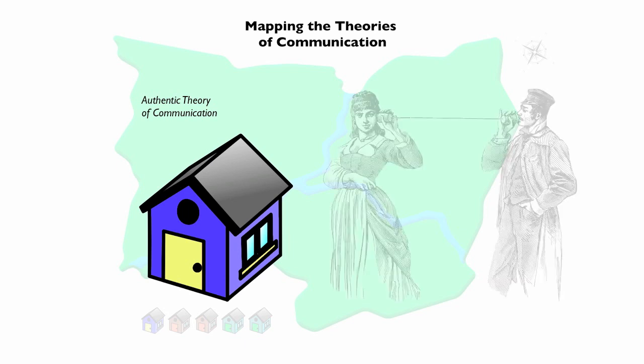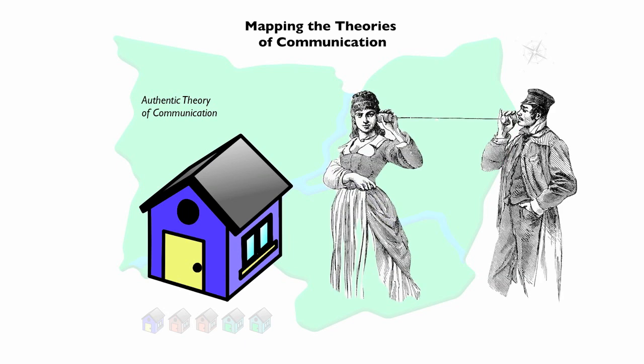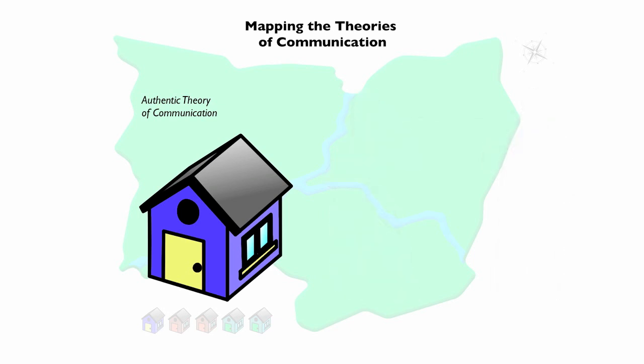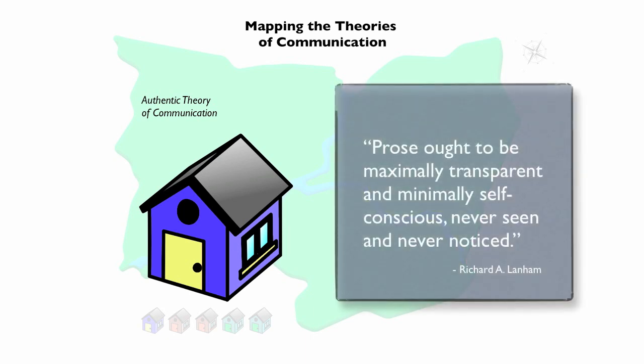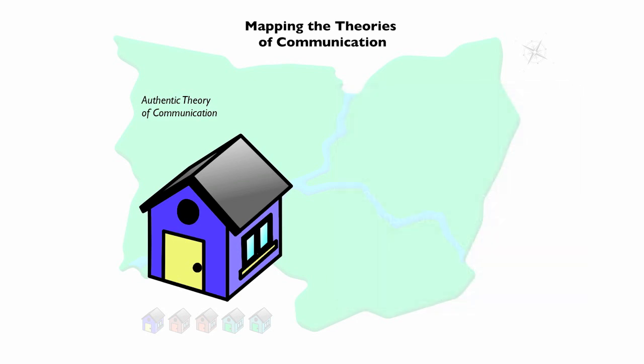According to this theory, good communication should not interfere with ideas in any way. Good communication should only transmit our ideas, free of distortion or manipulation. This theory leaves no doubt about what counts as good writing. Consider how Lanham characterizes this theory's approach towards prose. He says, "Prose ought to be maximally transparent and minimally self-conscious, never seen and never noticed."